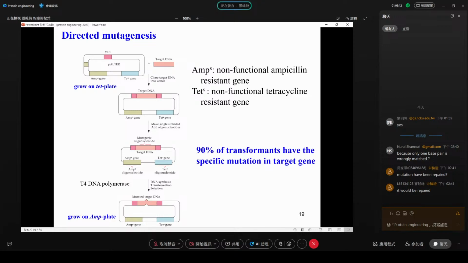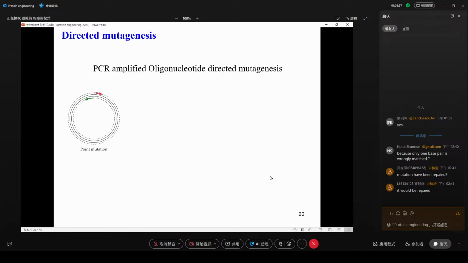And with this kind of strategy, usually you can get 90% of transformed E. coli growing on the ampicillin plate with a specific mutation. Okay. And later on, all directed mutagenesis relies on PCR. So that's a more current strategy. We use it in the lab now.